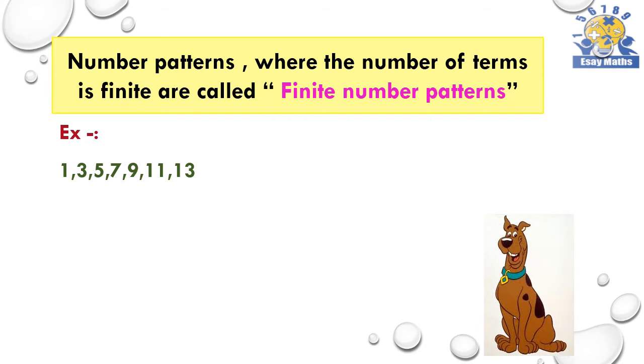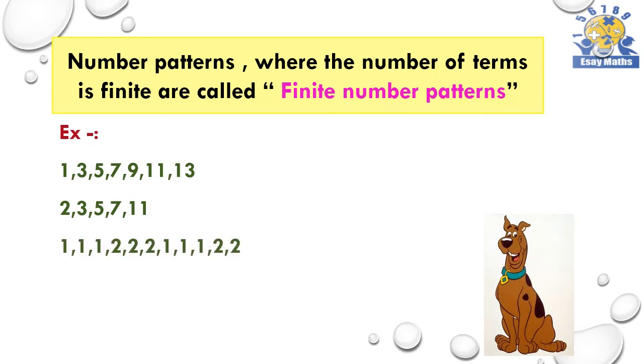The number pattern with the terms 1, 3, 5, 7, 9, 11 and 30. Here you can see there are only 7 terms in this number pattern. So, it's a finite number pattern. Number pattern with the terms 2, 3, 5, 7 and 11. There are only 5 terms, so it's also a finite number pattern.